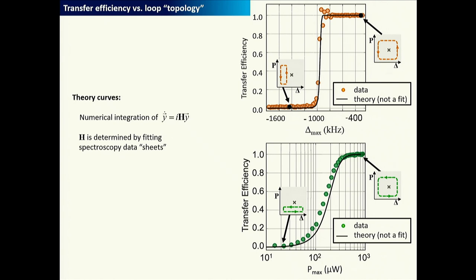And we can do the same thing by starting with a loop that doesn't enclose the exceptional point because it's short in this direction and gradually expanding it. And you can see that the energy transfer again goes to one. So this is the experiment. This demonstrates that the outcome of this is an adiabatic operation whose outcome depends on a topological quantity. Did I or did I not enclose the exceptional point?